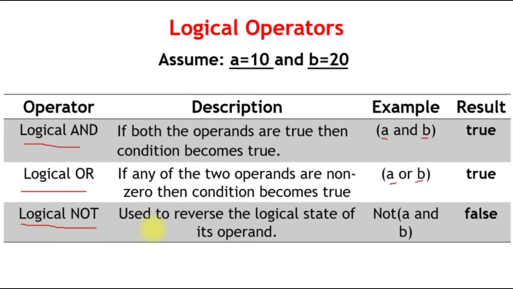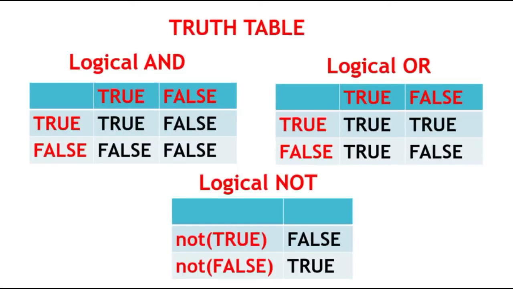Logical NOT is used to reverse the logical state of its operand. So dito, babaliktarin mo lang kung ano yung resulta nung nasa expression. Example, not false, the answer is true. Not true, so the answer is false. So i-discuss natin yung truth table para lalo nating maintindihan. So dito, meron tayong 3 truth table. So logical AND. Okay, ganito yan.